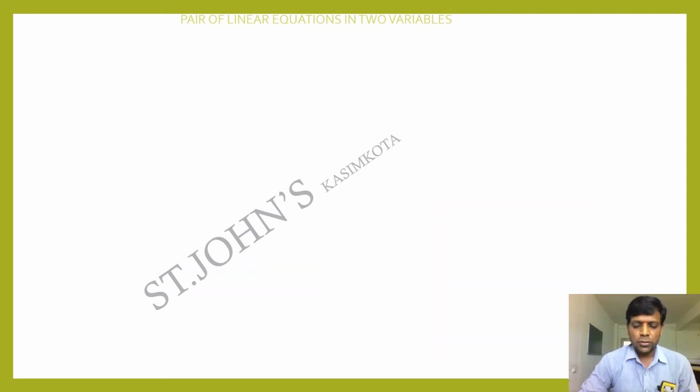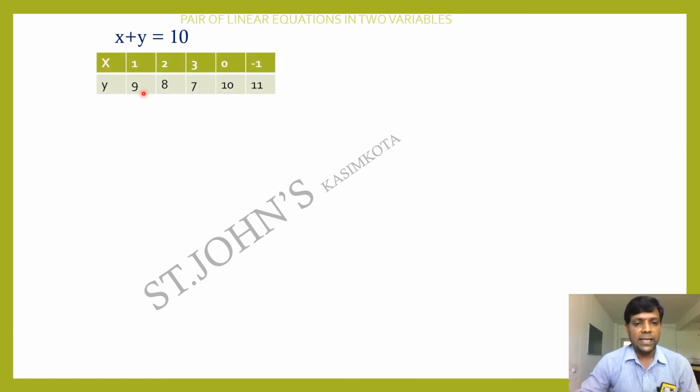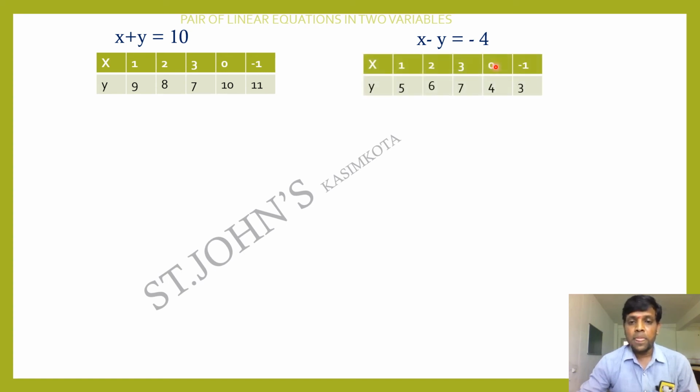Now we are going to draw the graph. First one, x plus y equals 10. So what is the solution table? X 1, y 9; x 2, y 8; x 3, y 7; x 0, y 10; x minus 1, y 11. Our second equation, x minus y equals minus 4. Write down the solution table: 1, 5; 2, 6; 3, 7; 0, 4; and minus 1, 3. So plot the points of the first equation and the second equation as well. After that we'll get one graph. Clear? So draw the graph.